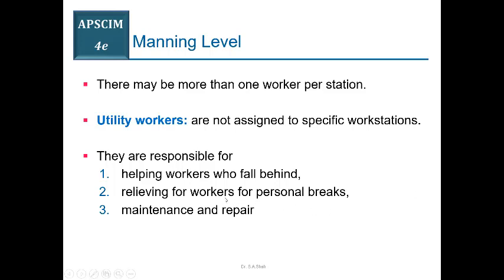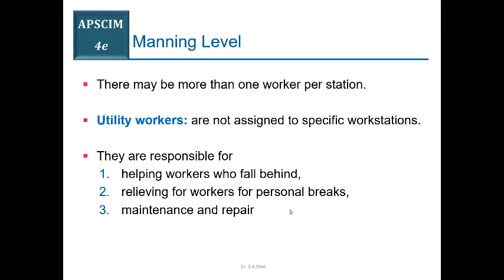अगर for example कोई किसी वर्कर को पर्सनल ब्रेक की ज़रूरत पड़ती है, so normally the utility workers replace them. मेंटेनेंस और रिपेयर्स का अगर काम आ जाए तो यूटिलिटी वर्कर्स will be there to help the other workers. So anyhow, utility workers are those workers who are residing within the systems, but they are not directly assigned to the workers. So any worker who needs assistance or who needs help, normally the utility workers are available for them.